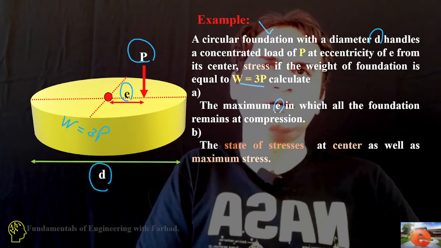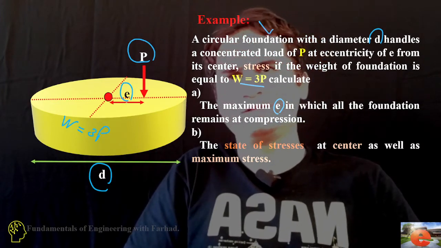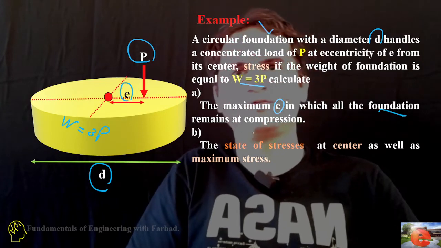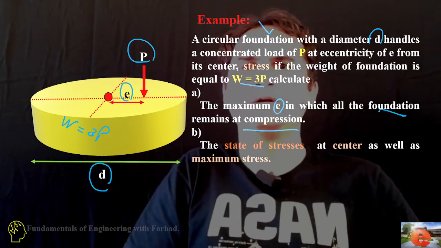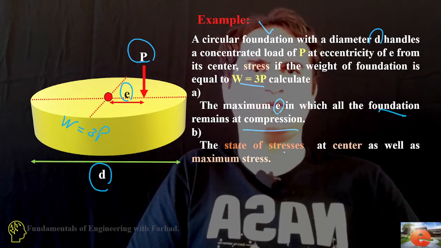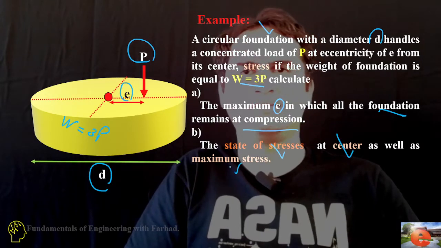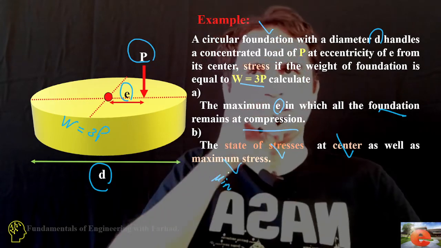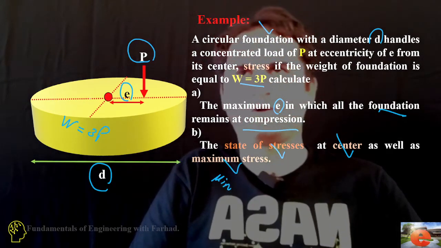E. What is the farthest distance of E in which the whole foundation remains in the compression zone? Part B, the state of stresses at the center, maximum, and also minimum. So let's see how we can approach our problem.